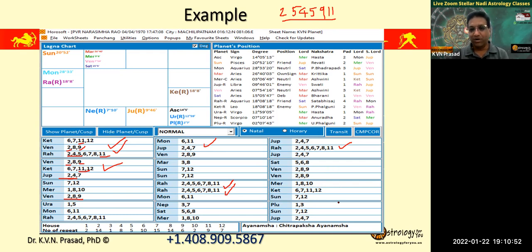And what about Mercury? No, only 11 is there. So 1, 2, 3, 4, 5: the majority of the planets have it, and 2 planets are double strong. That is why he is able to top. Out of 9, at least 5 should show. If you have 7, your percentage is even more.